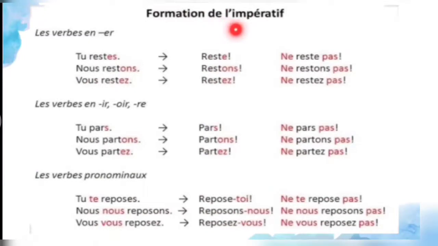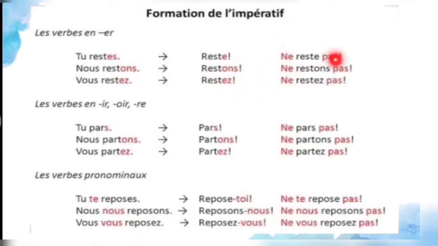And see, these are some examples for the imperative. The verbs ending in er, that is, the verb ends with er. Rester. What does the verb rester mean? To stay. So what is the conjugation for rester? Tu restes, nous restons, vous restez. So when you change into the imperative form, reste, you have to remove the s because this is an er verb. So reste, restons and restez.